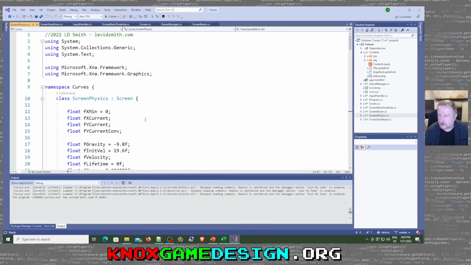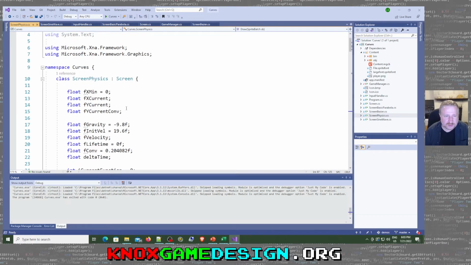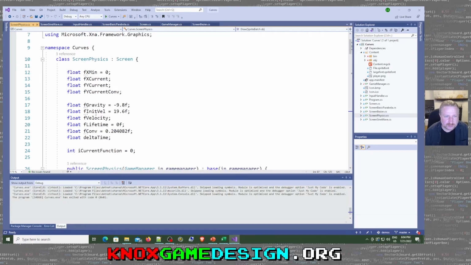So here's the code for our physics implementation. We've got our gravity minus 9.8, our initial velocity 9.6, our conversion factor, our current velocity, and current lifetime. Like I mentioned, I'm going to be showing the two different methods. If we're doing the continuous function, then we really don't need to worry about the current velocity. If we're doing the discrete values, we don't need to worry about current lifetime.